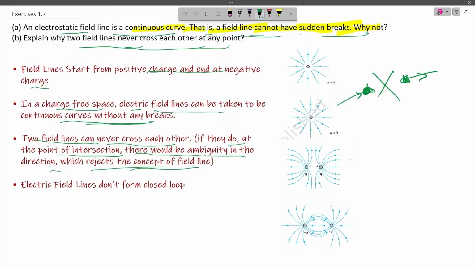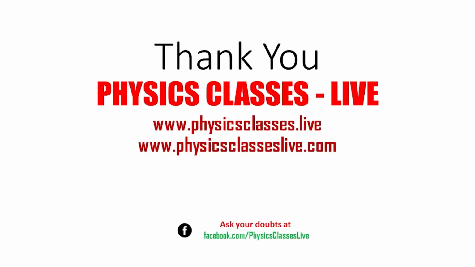Now let us assume that this is a field line and this is another field line. We are assuming that the field lines are crossing. Now at this point of intersection, this field line is saying that I have a direction in this way, and this field line is saying that I have a direction this way. Now at this point we have got two directions, which is practically impossible. So the field lines can never cross each other at any point.